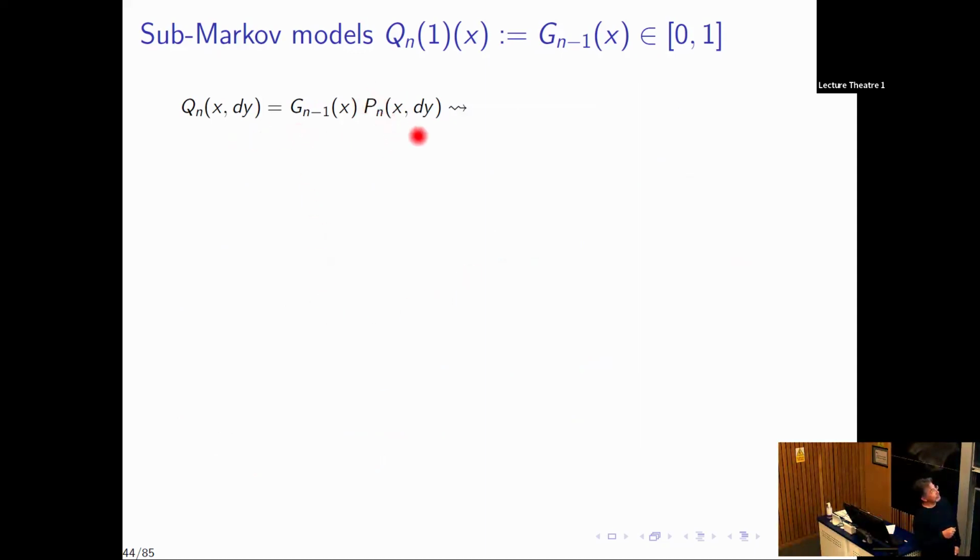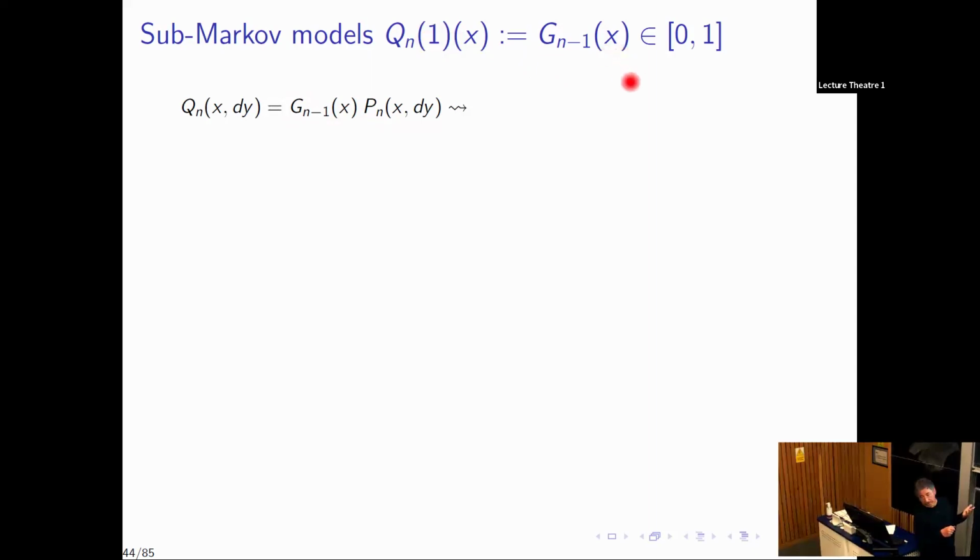You take a Markov transition. I'm not talking about filtering, eh? Y has nothing to do with the observation. It's a Y variable. So that's a Markov transition, and that's a function between 0 and 1. So when you multiply the Markov transition by some function between 0 and 1, you obtain some positive integral operator. It means that it's positive, of course. And if you integrate the y's, this becomes 1. You obtain this.